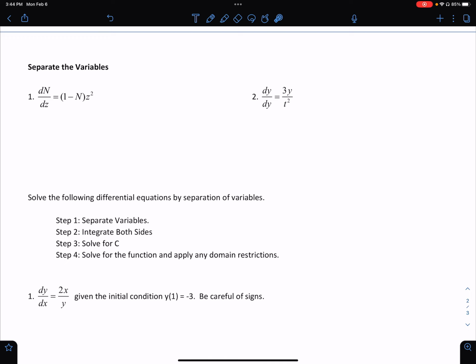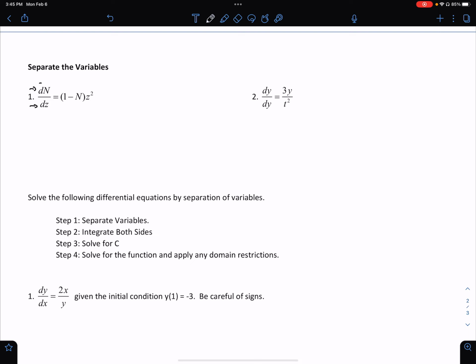And for the most part, this is really easy to do. Let's just take a look at examples number 1 and 2 here, where we want to separate the variables. Now, what we mean by that is we want to separate each variable. For example, here I have an n, and I'm also looking at the z's. So I want the n's to one side and the z's to the other. And I can do this pretty easily.